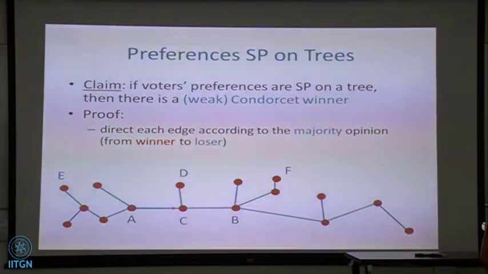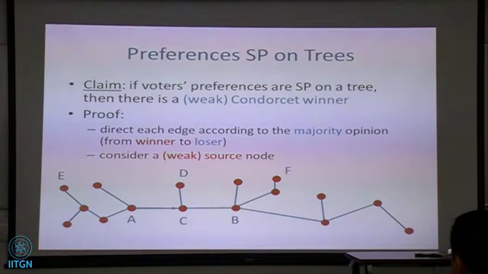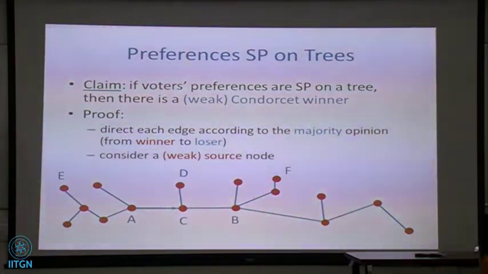Another way to say it is to look at these edges and follow them in the opposite order, towards the root. Since there are no cycles, you'll have to stop somewhere. So there's a source. It may be a weak source: we direct each edge according to the weak majority opinion, so it can go both ways, but there will be a weak source, a node from which you can go in any direction.